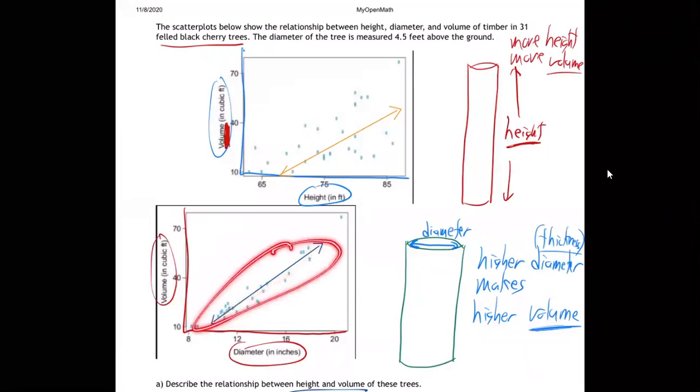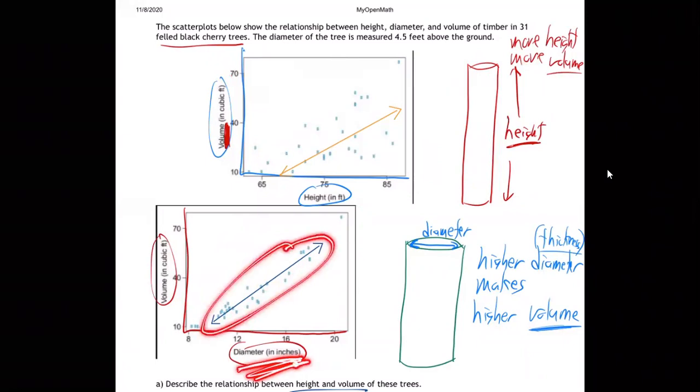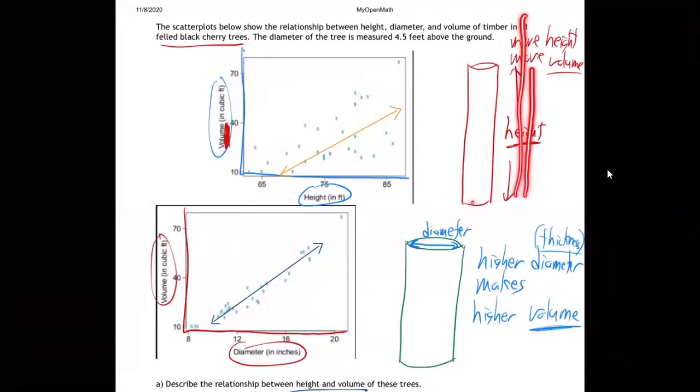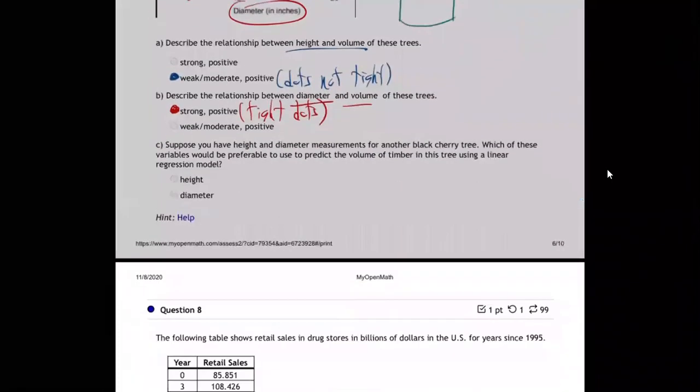These dots are tighter, which means if you want something that's going to tell you how much wood you're going to get when you cut down a certain tree, rather than looking at how tall the tree is, you should look at how thick the tree is, the diameter. That's a better predictor because these dots are tighter. Whereas height, the dots are kind of spread loose, meaning you can have tall trees, but they're kind of slender, and so there's not that much wood on them. Whereas diameter pretty much tells you how much wood you're going to get. Diameter, the dots are tighter. That's a better prediction.